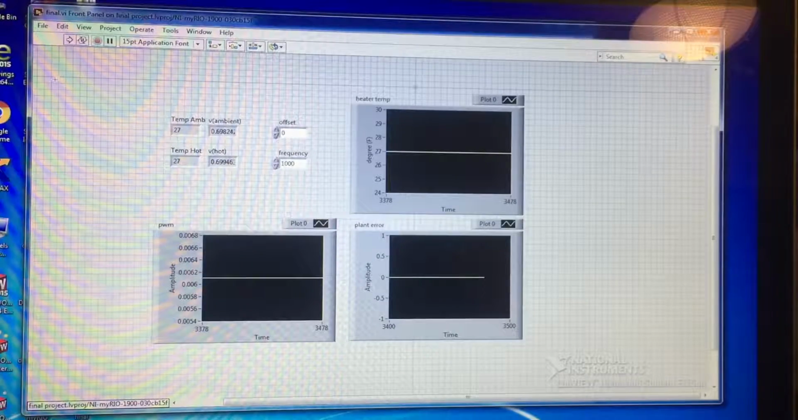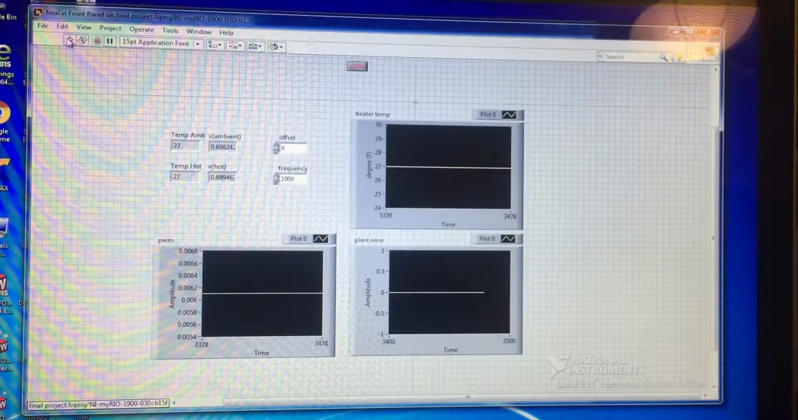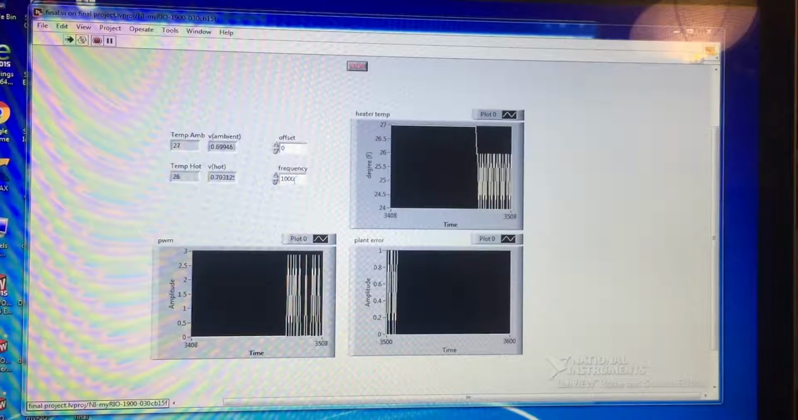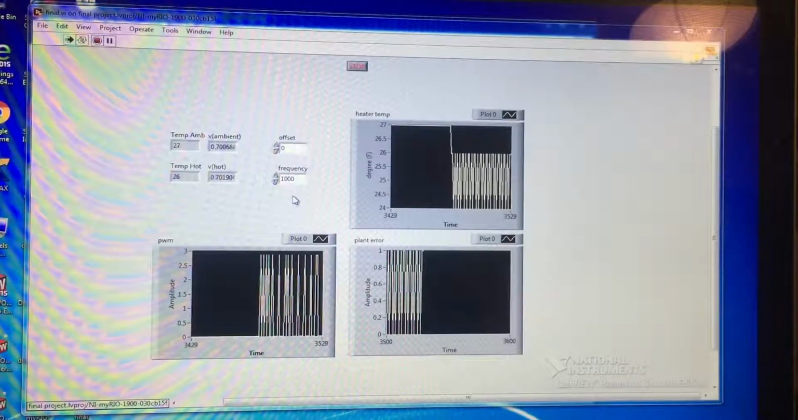and then we'll go ahead and run it. Run. Frequency at 1000.